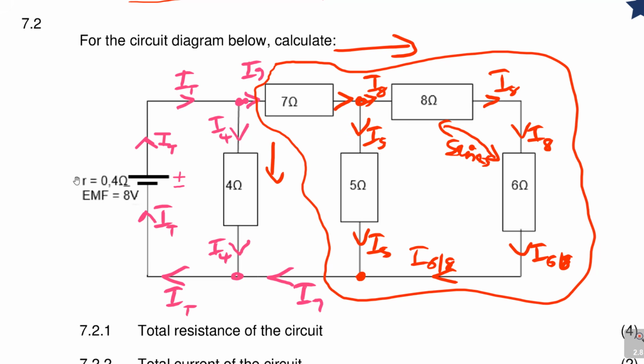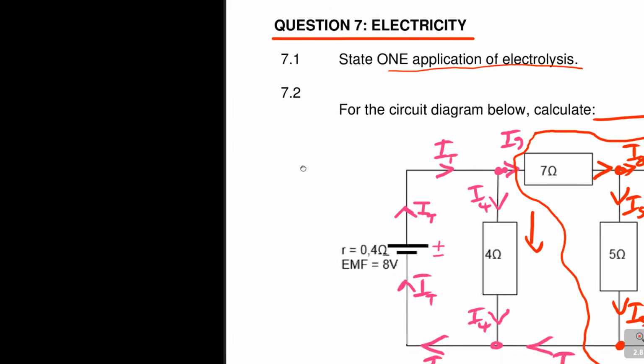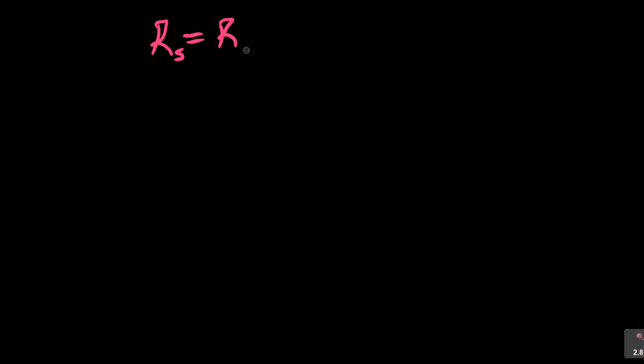So where are we going to start? Start with the series. I'm going to call it RS. RS, series, is equal to R8 plus R6. You guys know the series, right? Which is equal to 8 plus 6, and 8 plus 6 is 14 ohms.